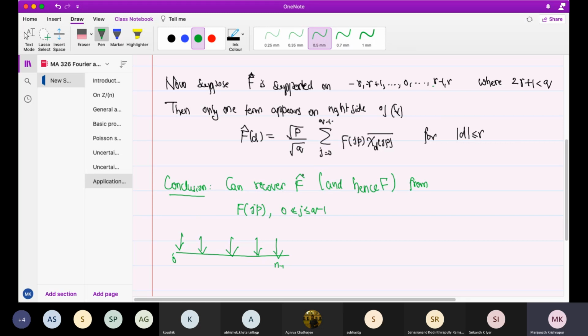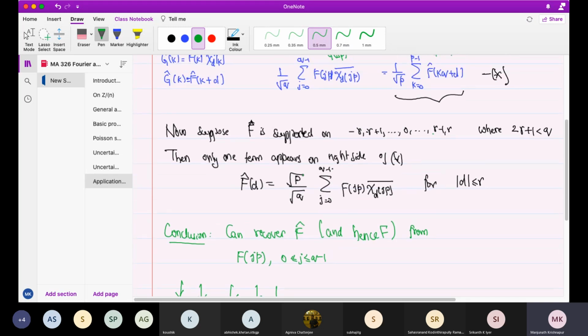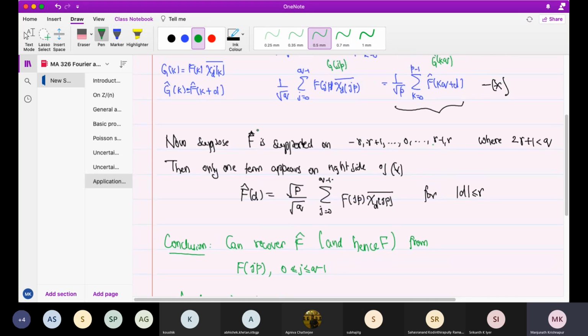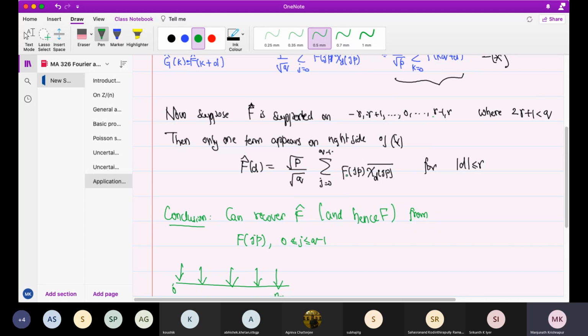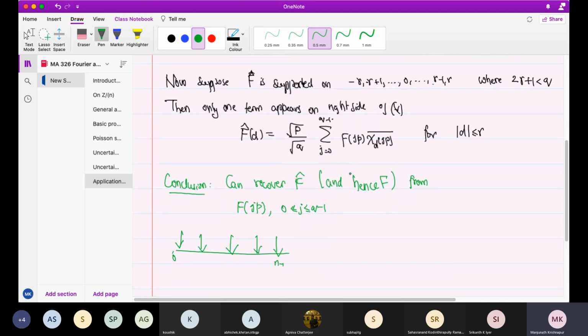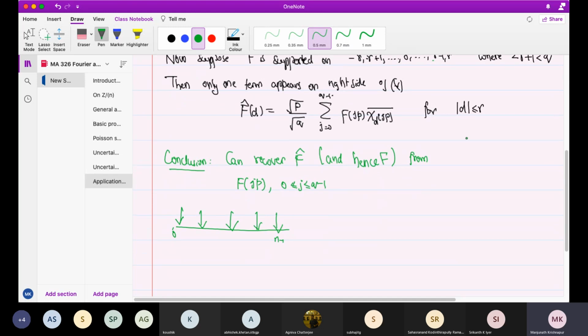But of course, there is no magic, in the sense that you have a restriction on f hat being supported on this. So obviously, dimension-wise, this is correct, because f hat supported on this means the dimension of such a space of functions is 2r plus 1, which is less than q, and here you have q many quantities, f of 0, f of p, f of 2p, etc. So it's not surprising you can recover. So this is what is called the Shannon-Nyquist sampling theorem.